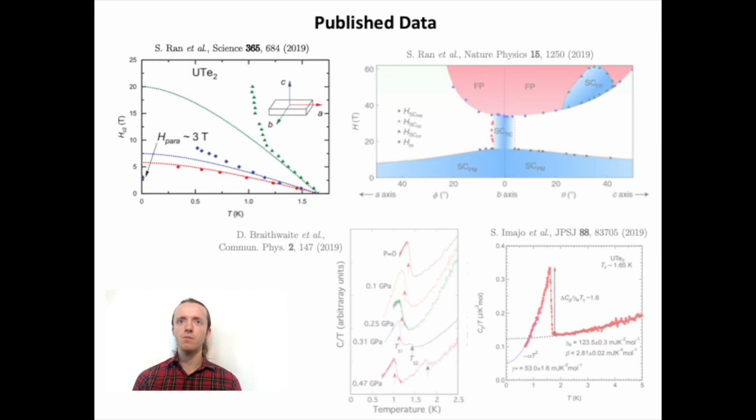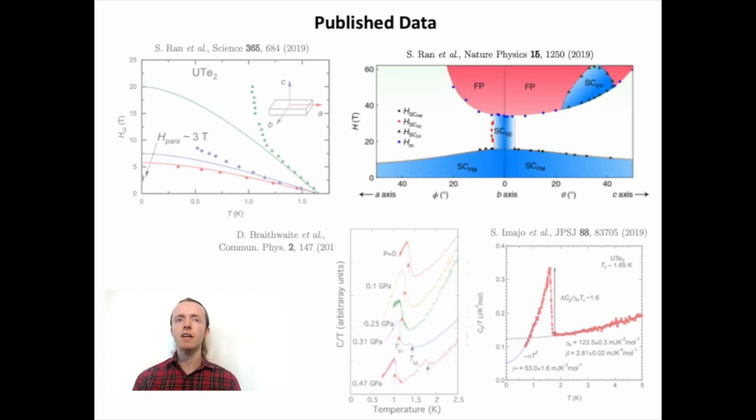Uranium-tellurium-2 was discovered in work by Sheng Ran, Nicholas Butch, et al. at NIST to be a heavy fermion paramagnetic unconventional superconductor, with a zero-field superconducting transition at 1.65 Kelvin. Recently, field reentrant superconductivity above 40 Tesla was seen in a study by Ran et al.